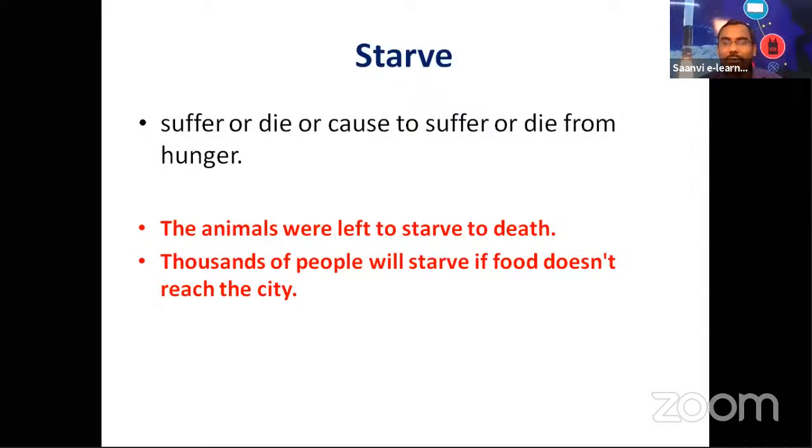Thousands of people will starve if food doesn't reach the city. If the food doesn't reach the city at the proper time, what is going to happen? People will die due to starvation. Starvation, it means a situation where you won't have enough food to eat.